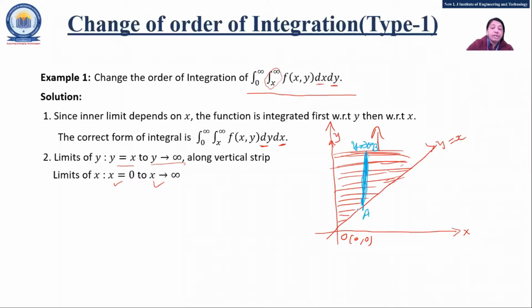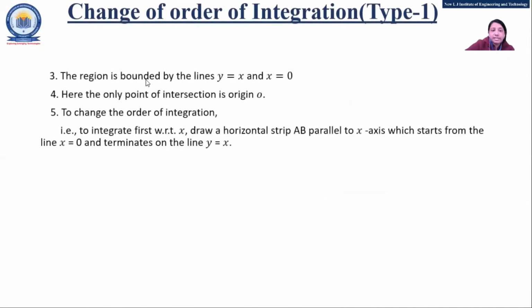So we can say this origin is the intersection point of y equal to infinity and y equal to x. And our bounded region is bounded by y equal to infinity and y equal to x. The region is bounded by y equal to x and x equal to 0. Here the only point of intersection is the origin. Now, to change the order of integration, what do we need to do?